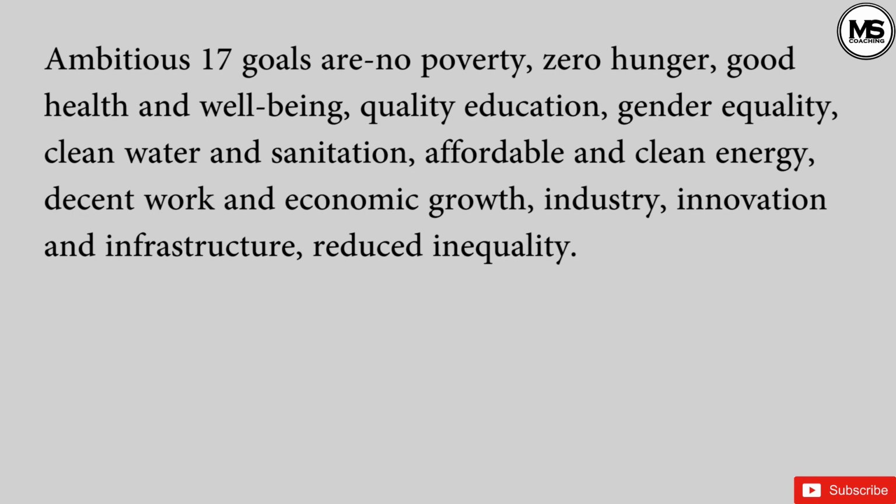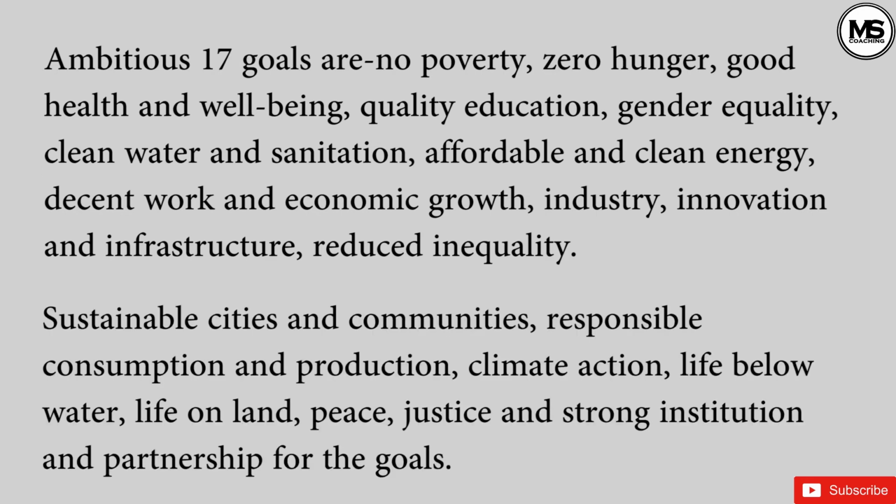Ambitious 17 goals are: no poverty, zero hunger, good health and well-being, quality education, gender equality, clean water and sanitation, affordable and clean energy, decent work and economic growth, industry, innovation and infrastructure, reduced inequality, sustainable cities and communities, responsible consumption and production, climate action, life below water, life on land, peace, justice and strong institutions, and partnership for the goals.